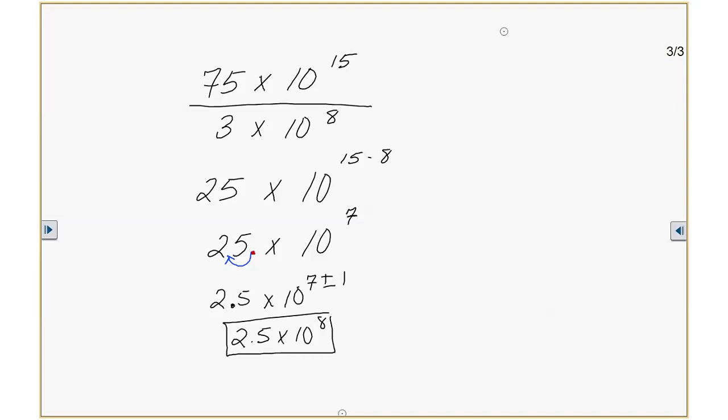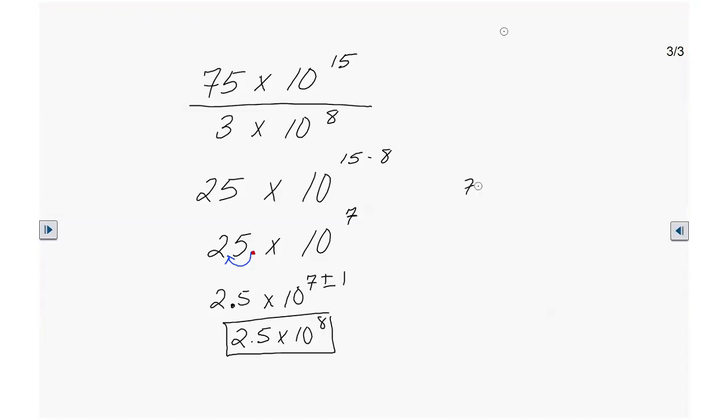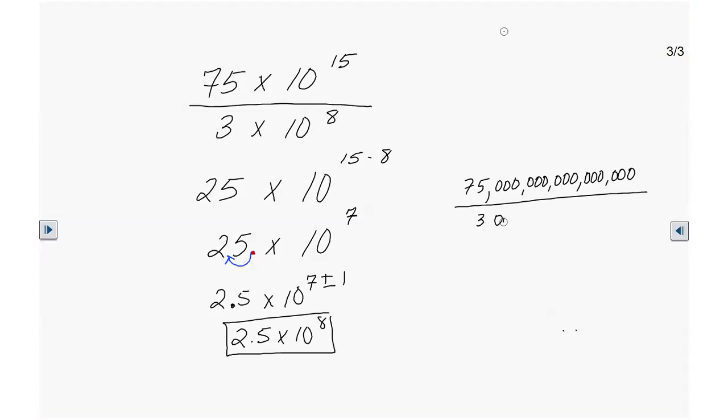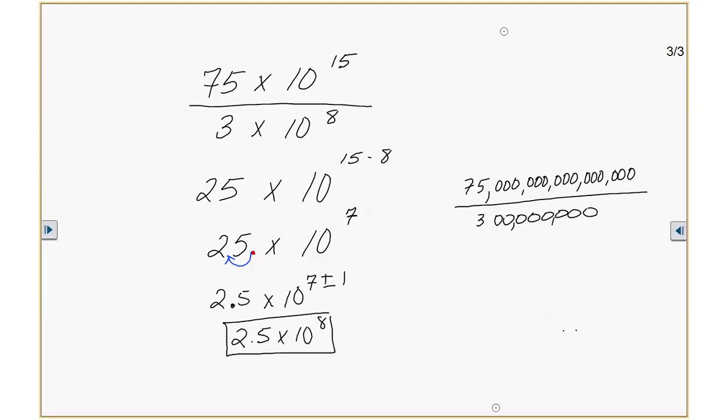And what you just did: 75, 1, 2, 3, 4, 5, 6, 7, 8, 9, 10, 11, 12, 13, 14, 15, and you divided it by 3, 1, 2, 3, 4, 5, 6, 7, 8, so that means I got it between my commas. $300 million. And of course, you could easily do this.